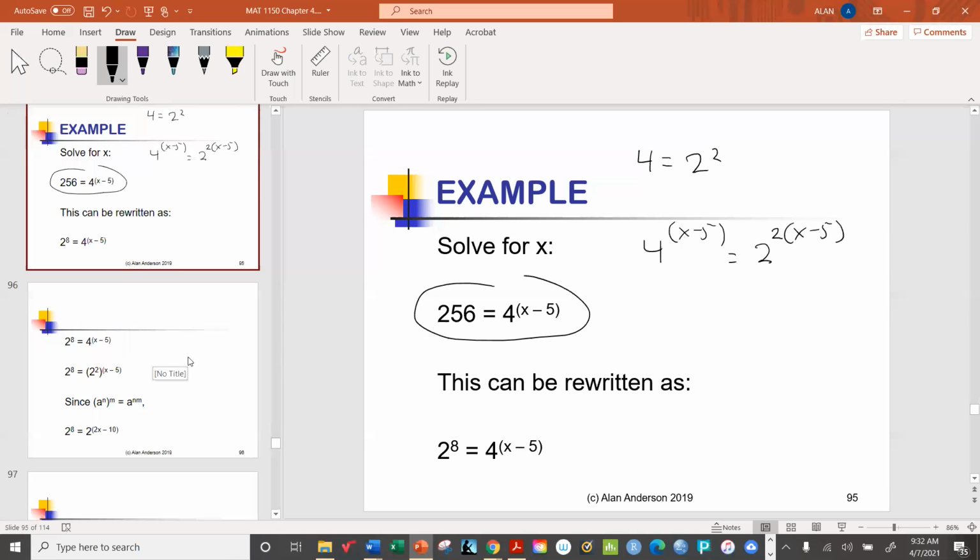So therefore, what we have here is 2 to the 8th equals 2 to the 2 times x minus 5. Now we can set these equal to each other and solve for x. You see how that works? That was very clever.